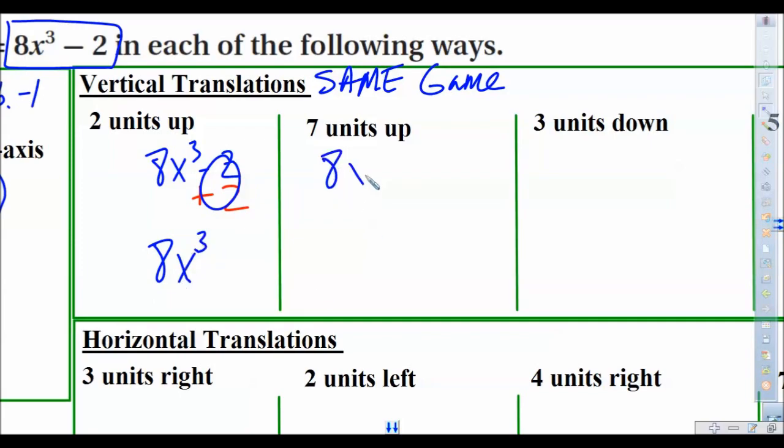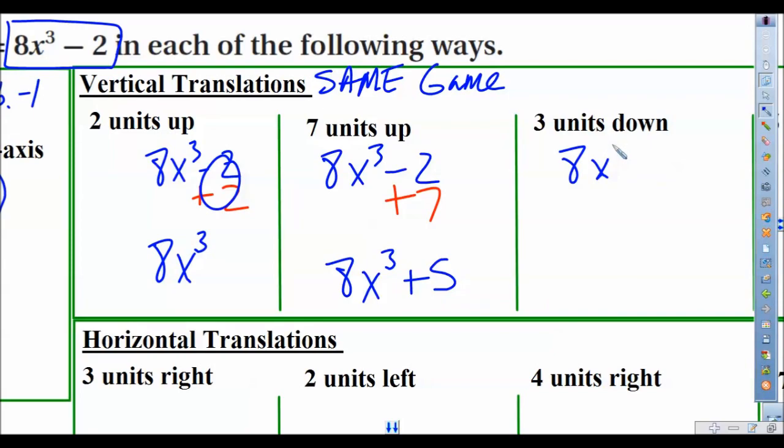Moving it 7 units up, that's 8x cubed minus 2. And now we're going to add 7. We're playing the same game here. So we do that. Now we have 8x cubed, negative 2 plus 7, that gives us a positive 5. So now if I wanted to take 8x cubed plus 5 and move it 3 down, it's the same game. What I'm going to do here is subtract 3 from that 5. So now I have 8x cubed, 5 minus 3. Now we're at positive 2.